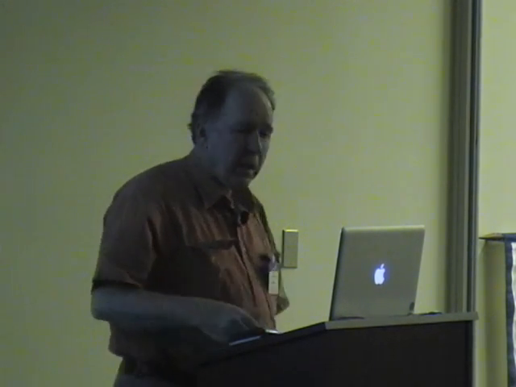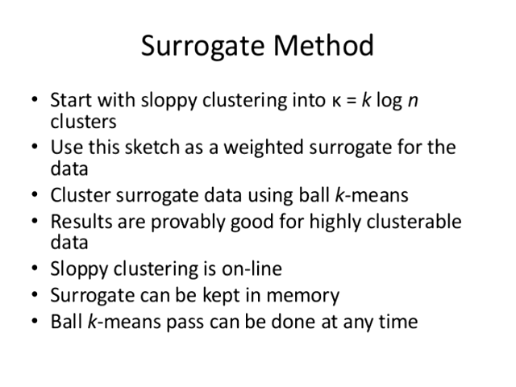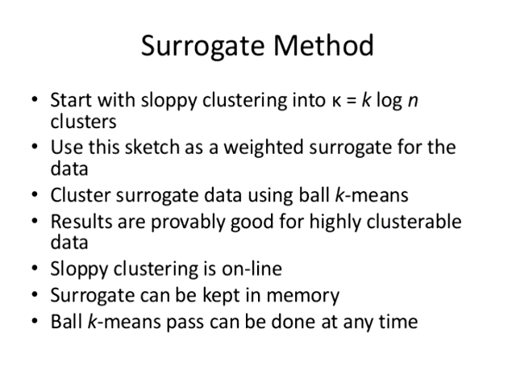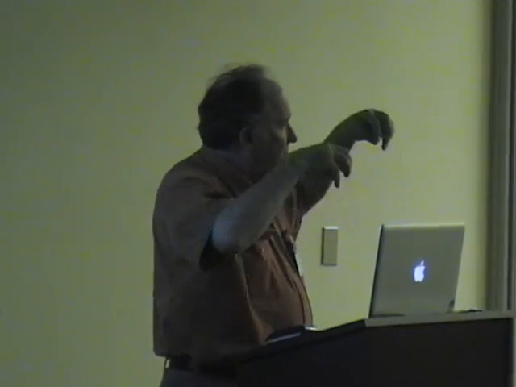So, that leads to this class of algorithms that I'm talking about tonight. That was an introduction. But now we get to the exciting stuff. And the idea is that we start with a very sloppy single pass clustering with a lot of centroids. How many centroids? If we want K at the end, K times log n, where n is the number of data points we've seen. That is a good enough surrogate then. We use that surrogate, those many clusters. We use those as a replacement for our data.